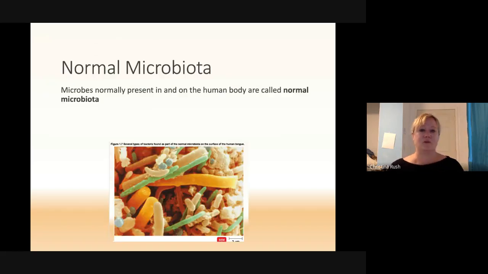Okay, normal microbiota. So microbes that we have in and on our body are called normal microbiota. So we are colonized. Whenever people come into the lab, I don't work with anything that's dangerous. But I have people wear gloves and a lab coat if you're going to go into tissue culture, and you have to work in a hood, and I might say, keep your hands in there, that sort of thing.